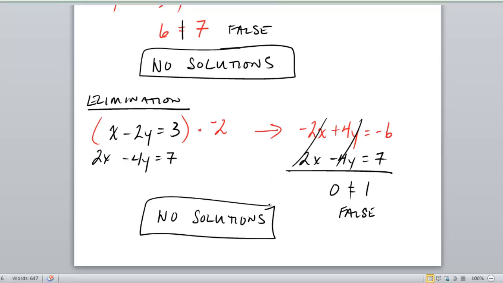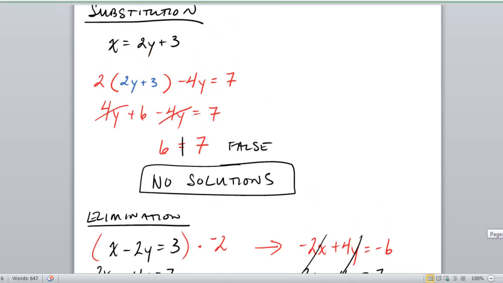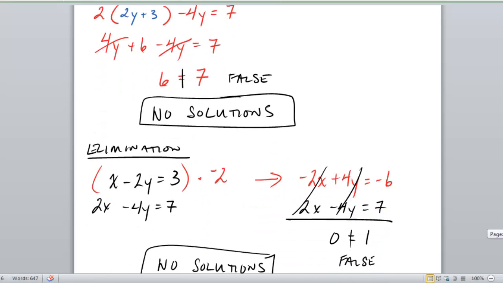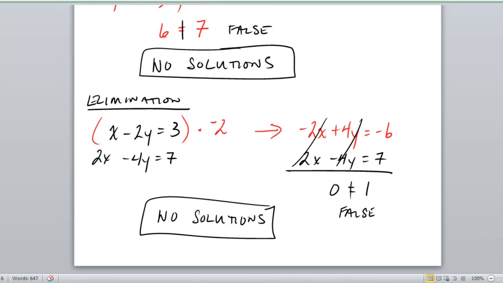Okay, and so whether you worked it in elimination style or you worked it with substitution, you should come out with the same final answer regardless. Alright, and that sums up systems of equations.